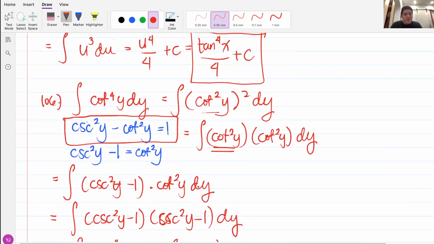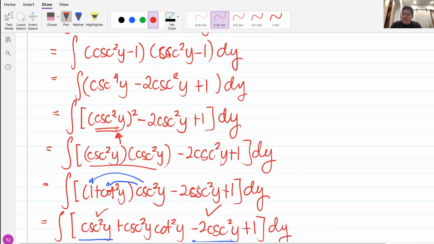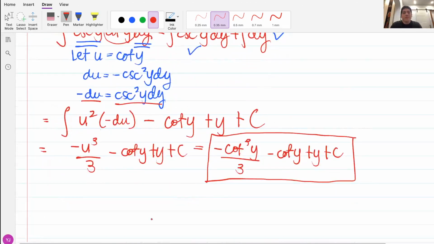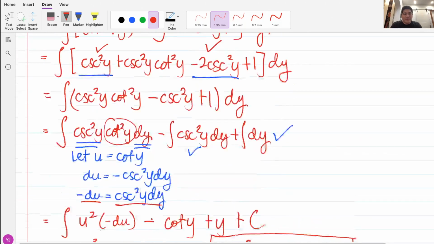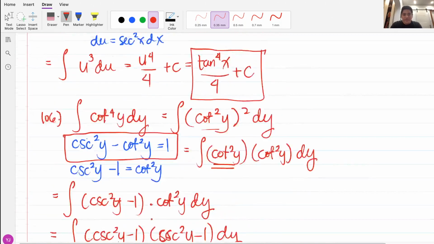Okay, so that's quite a lengthy process, but with practice, we can perfect the solution of this integral. So it takes experience and practice to do this.